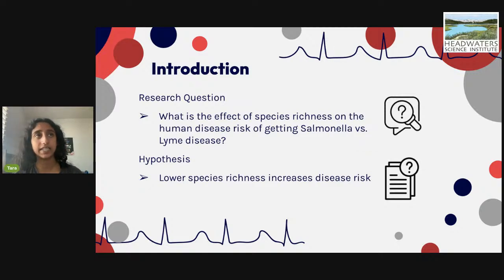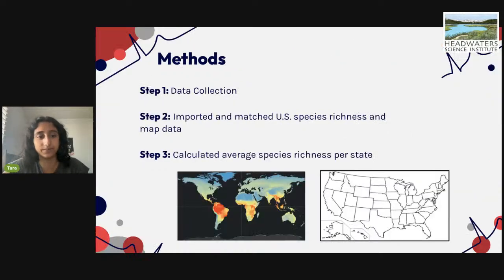And this is because in an area with higher biodiversity, it is less likely that a single species, like a reservoir species, would be able to dominate. There would be many more species present that aren't capable of transmitting the pathogen, therefore diluting it before it can reach other organisms like humans. And with fewer species present, there's also a higher chance of that pathogen reaching humans.